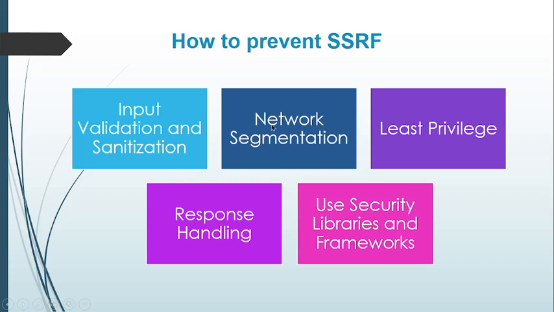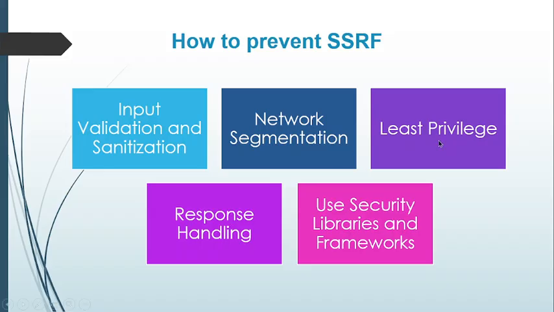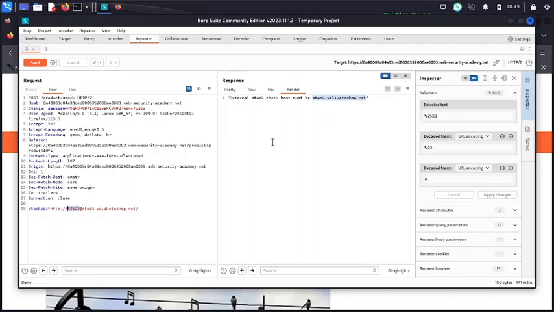Then we can use network segmentation so that only authorized IP addresses can access the resource that we are trying to access. Then we have to follow the least privilege principle, which means that we are going to grant users, systems, and applications the minimum permissions or access to the resources based on their functions.